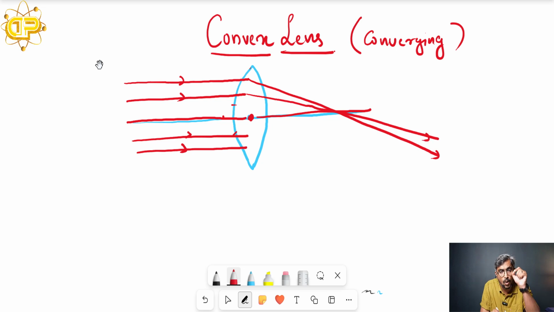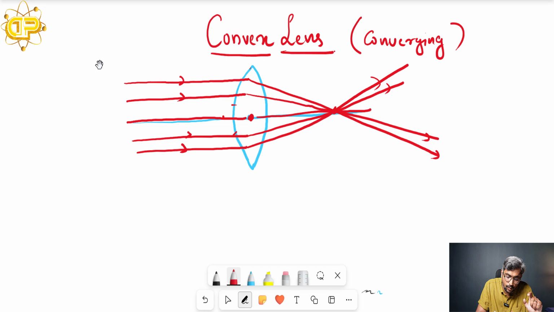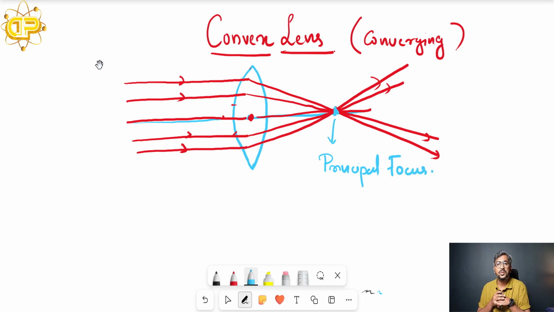A particular point is there on the principal axis, and you can see all the light rays after refraction pass through that point and converge there. Through that particular point on the principal axis, all the refracted rays are passing by, and we call that particular point the principal focus. It is denoted by the capital letter F. I'm thinking that you are getting the concept there.